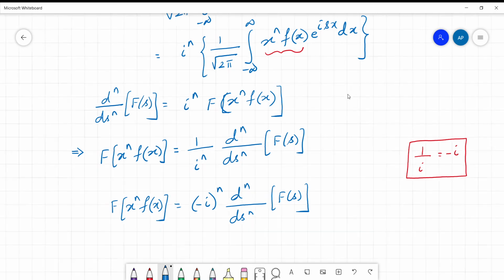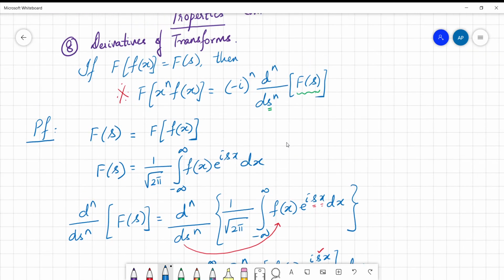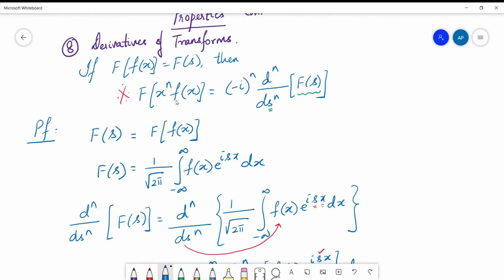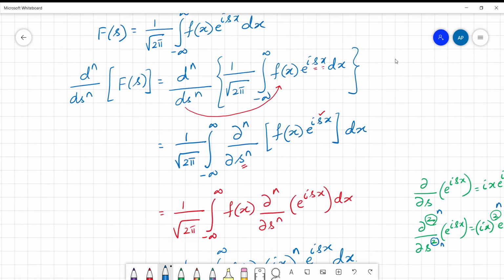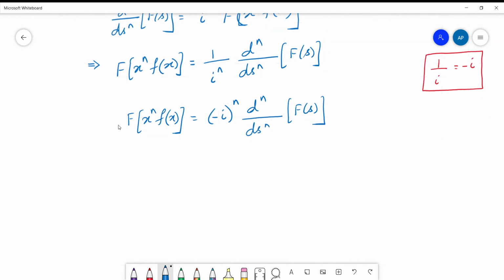If you can go back to check what we have to prove finally and confirm if we have done it. See, that's the result. Fourier transform of x power n f of x is minus i whole power n d power n by ds power n of F of s. That means F of s differentiated n times with respect to s gives you the result multiplied by minus i power n. So hence we have proved the result. So that's a very important one from the problem point of view. So kindly understand the proof, and also we shall see in problems how to apply them.